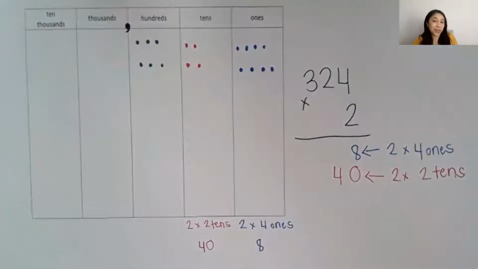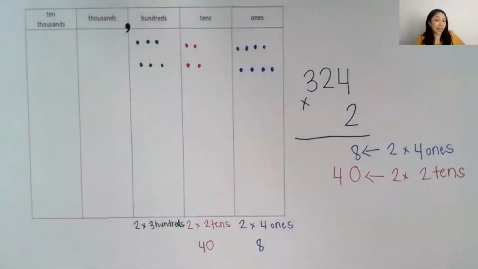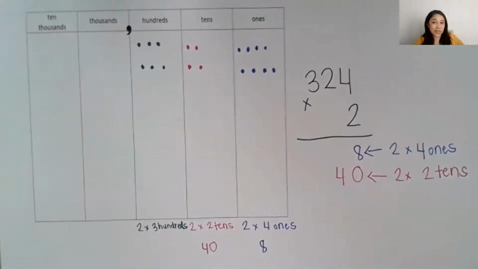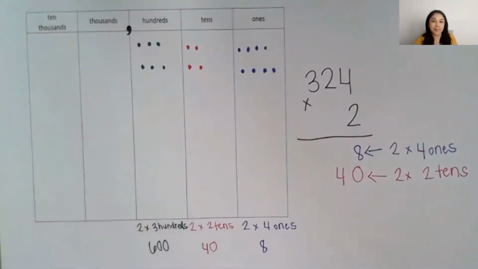What is the total value in the hundreds? 2 times 3 hundreds equals 6 hundreds, which equals 600. Let's now write 2 times 3 hundreds under the hundreds column. Again, 2 times 3 hundreds equals 600. Let's represent this answer in the problem. We'll write 600 to represent the value of the hundreds.